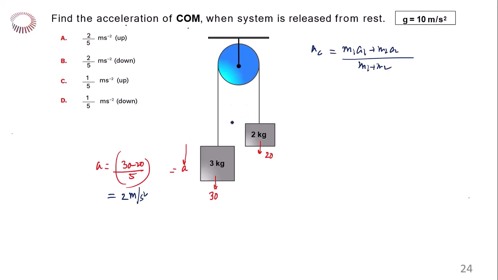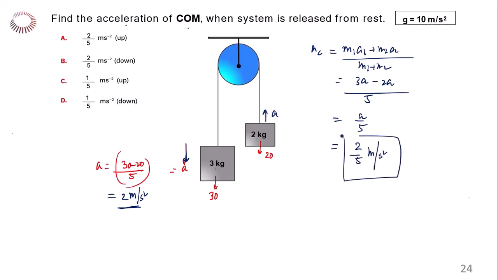Okay. If I take downward as positive, the 3 kg is moving downward with an acceleration of A, that means 3A. The 2 kg is moving upward with the same acceleration A. So if downward is positive, then upward is negative, so minus 2A, divided by 3 plus 2, which is 5. So the answer is A by 5. Now what was A? A is 2. So 2 by 5 meter per second squared, that is the answer.